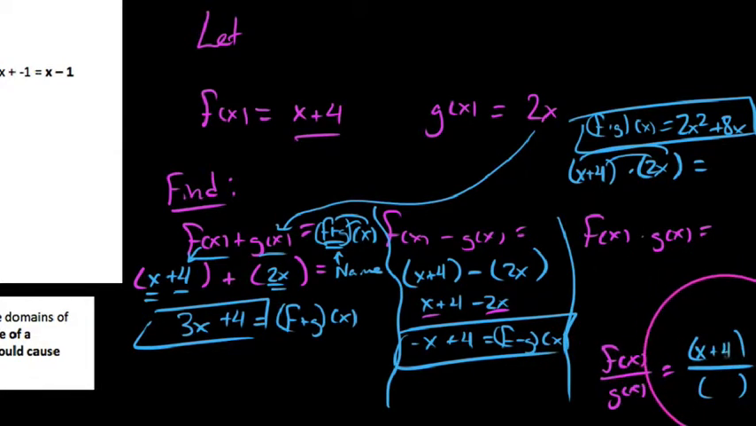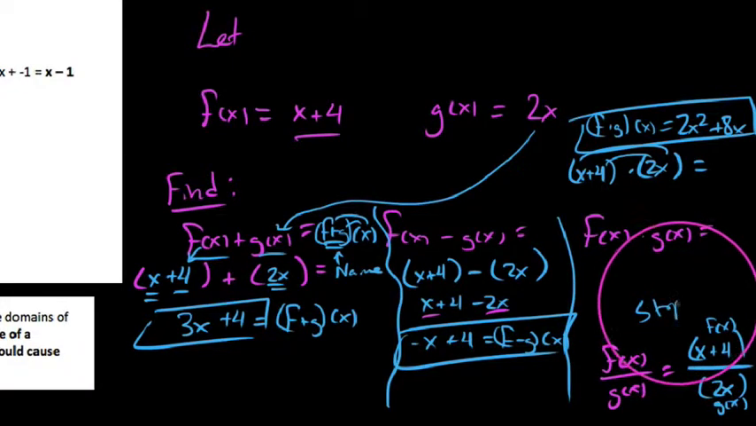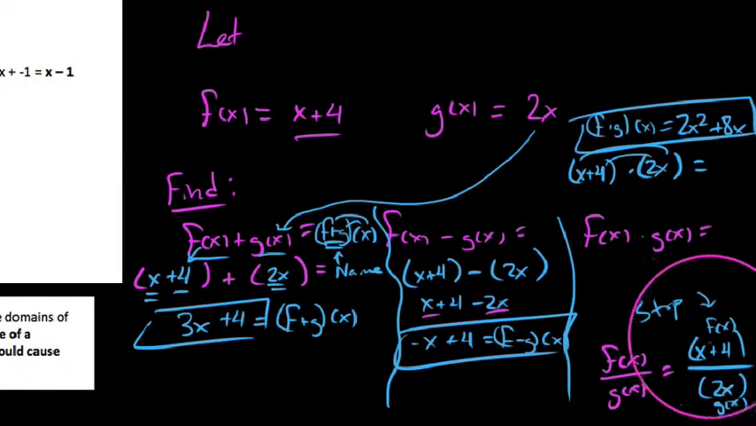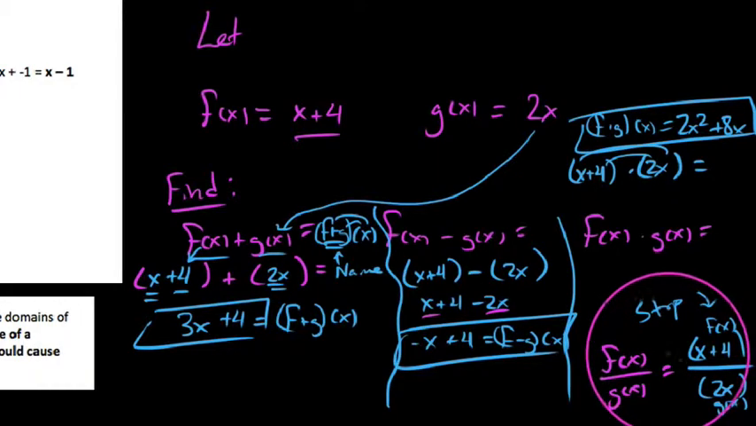You say x plus 4 is my f of x. This is f. And my g of x really is just 2x. So this would be it. And you could actually just stop right there. F of x over g of x is actually equal to this rational function right here, okay?